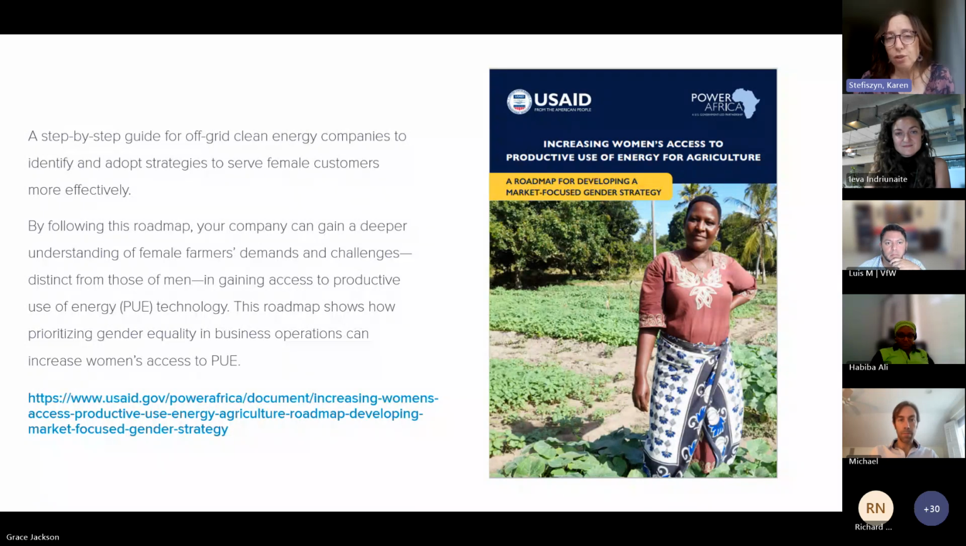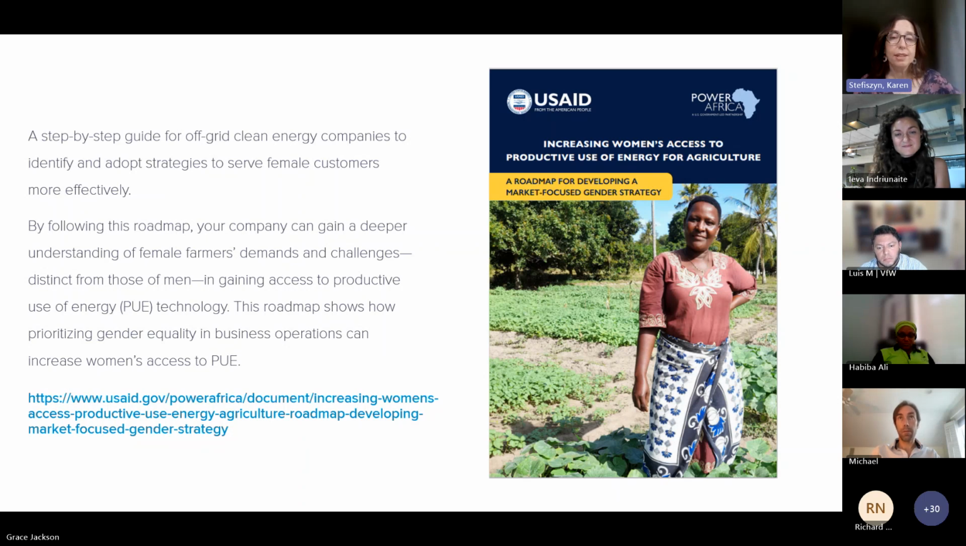To support off-grid companies in sub-Saharan Africa to better understand the needs of female customers and ultimately improve their sales to this key market segment, Power Africa developed a roadmap for developing a market-focused gender strategy to increase women's access to productive uses of energy. This tool is available online, and it's a very useful tool guiding companies step by step to be more intentional and strategic in their approach to reaching women customers with PUE technologies. In fact, it's been tried and tested by CMU Solar, who's with us today, and Michael will speak a little bit more about it in a few moments.